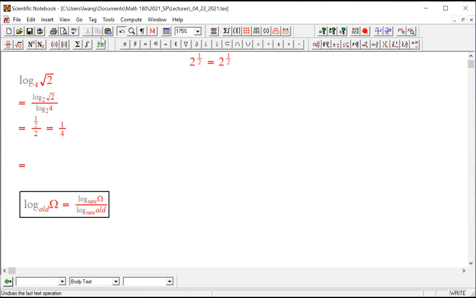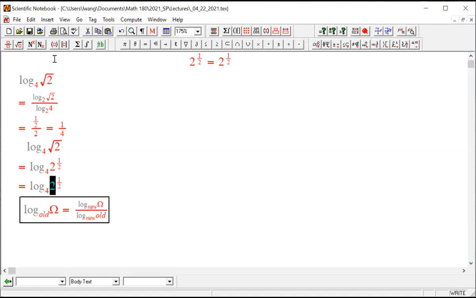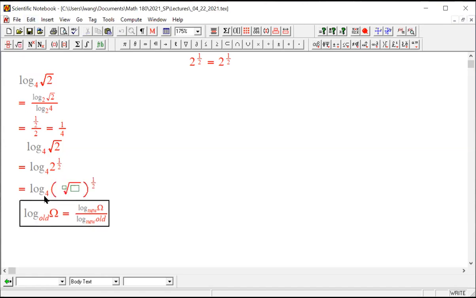I imagine this might be what you did. You have 2 raised to the power of half, and then you just change the base. That's right. Very good. That's excellent. You can see there are so many different ways to do it. So this has become 2, what? 2 is the square root of 4. Yep. There you go.